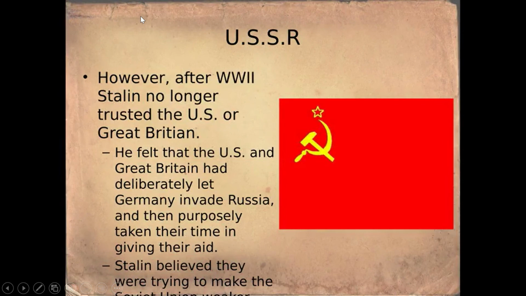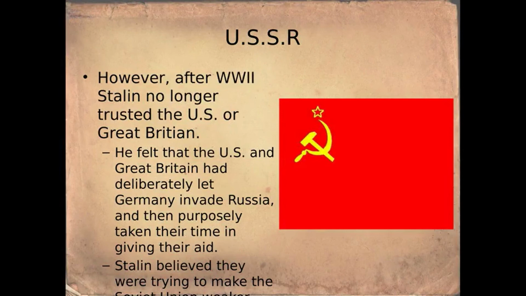However, after World War II, Stalin is no longer trusting the U.S. or Great Britain, and they don't trust him either. He felt like they deliberately left the Soviets to the devices of the Germans, that the U.S. and Great Britain deliberately let Germany invade, and then took their time giving them aid. We talked about that, right? That 20 to 25 million Soviets died during World War II, and Germany had already invaded them twice. So Stalin really thought, if we don't set up this buffer zone, we're going to be left hanging out to dry again, and it won't be long.